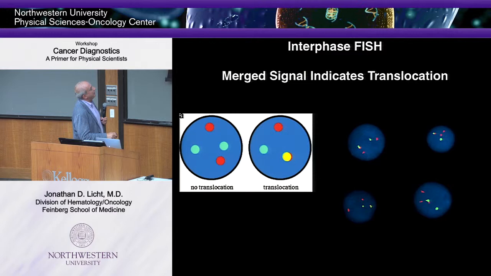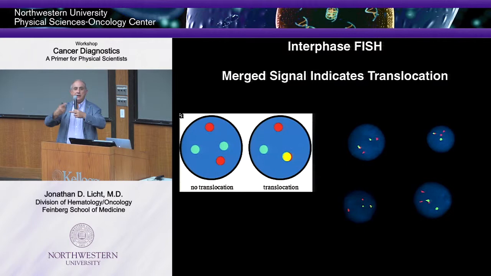But if you have a translocation, you'll get a merge. And so here we have two dots of red, one dot of green, and one merge. So this is called a merged probe. So we had a probe from chromosome 9 and 22, different colors. If the two segments, which are normally on two different chromosomes, are physically close to each other, you'll see the red and green through the fluorescent microscope will look like yellow. So that's called a merged probe.